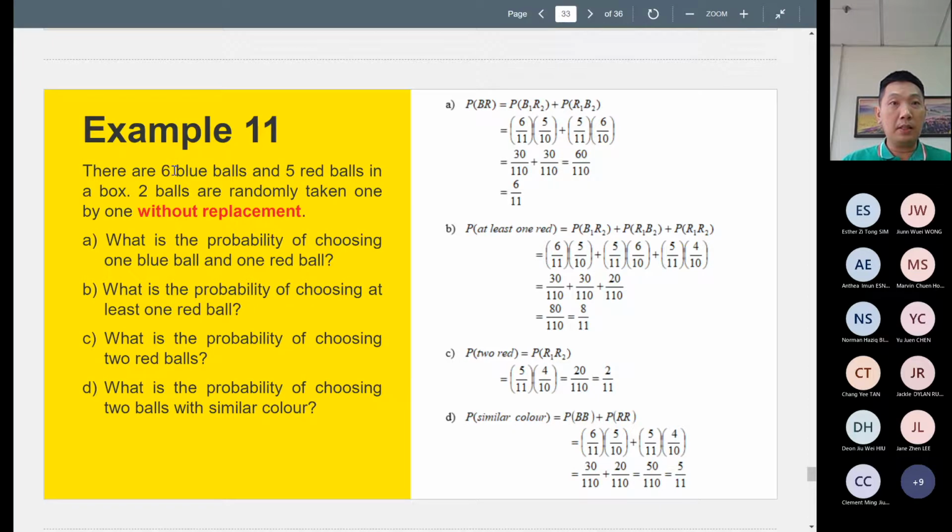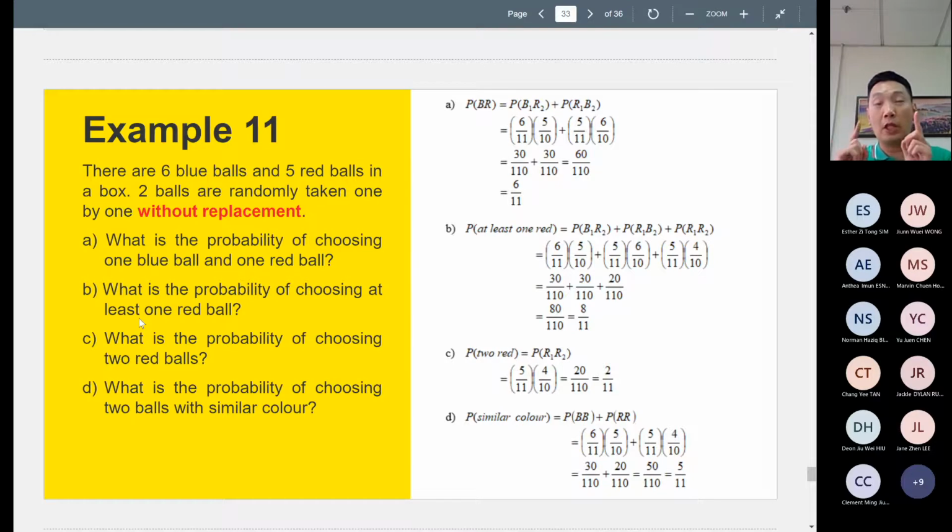Okay, among these, 6 are blue balls. So I can set NB equal to 6. And then there are 5 red balls, so NR, I use R to represent red. The number of red balls is equal to 5. Now, 2 balls are randomly taken one by one without replacement. You're asked to calculate the probability of choosing one blue and one red.